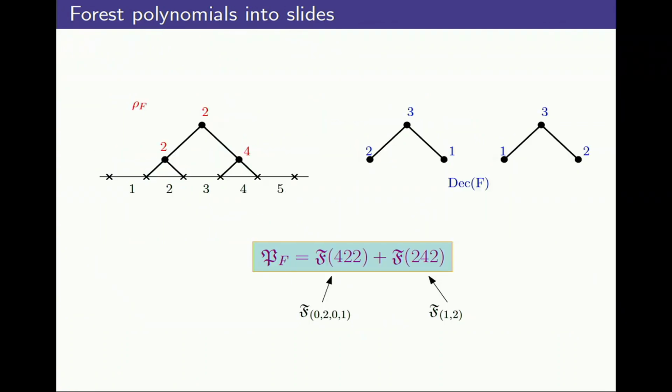So just as an example, the same polynomial from before, it's a sum of 2 slide polynomials, one for each linear extension. Here's one extension, you read the flags, right? So 4, 2, 2 corresponds to this, and 2, 4, 2 corresponds to this linear extension. Yes?